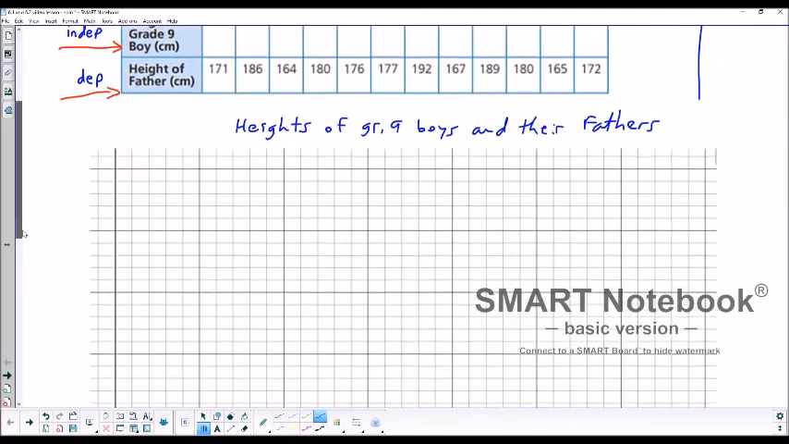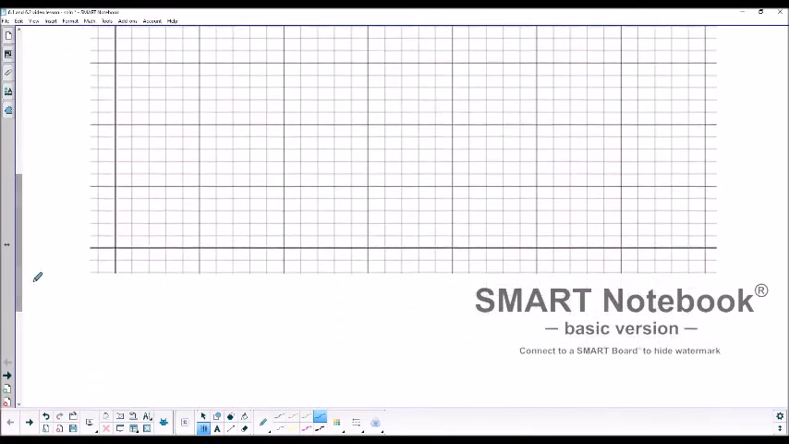And then we need labels for the axes. So this would be the height of fathers, and that's in centimeters. And then we've got the heights of sons down here, and those are in centimeters as well.